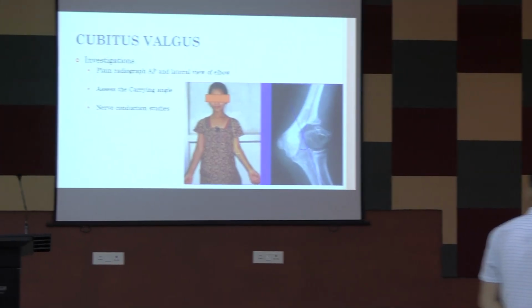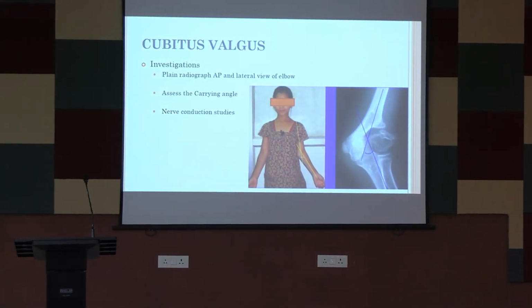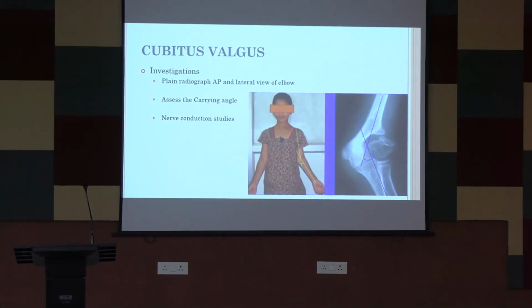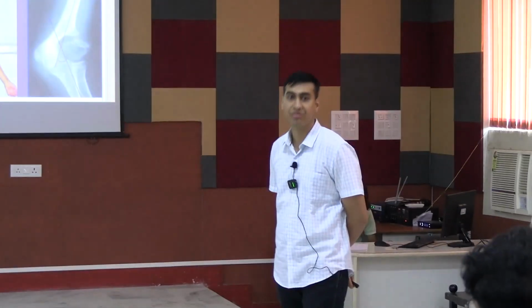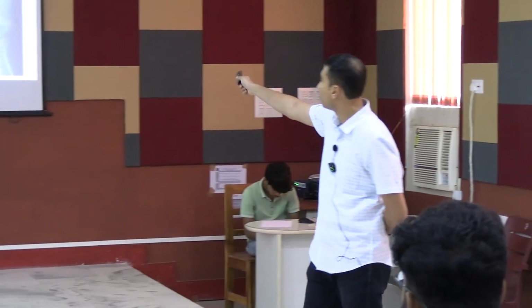Okay. So what are the investigations? Same, you have to do a plain AP radiograph and lateral elbow, assess the carrying angle, and do nerve conduction studies to see whether the ulnar nerve is affected or not. And that is the X-ray of how your lateral condyle non-union will look like. So that is a classical X-ray.